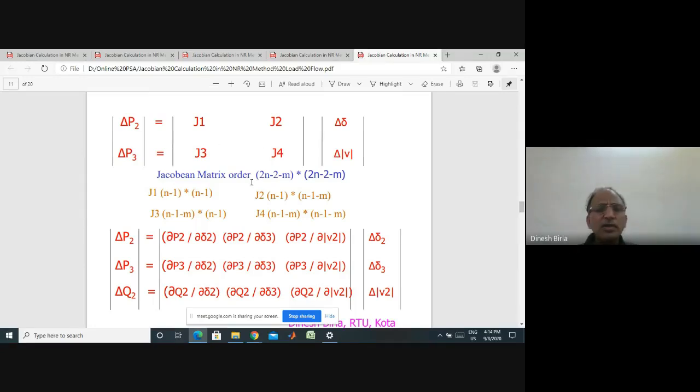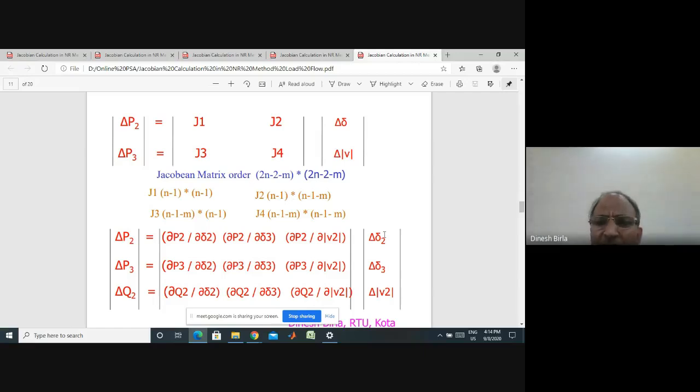So in short, just appreciate one point here: J1 and J2 belong to active power, and J3 and J4 belong to reactive power. J1 belongs to change of active power with respect to angle. J2 belongs to change of active power with respect to voltage only. J3 belongs to the partial differentiation of reactive power with respect to angle only. And J4 belongs to the partial differentiation of reactive power with respect to voltage only.